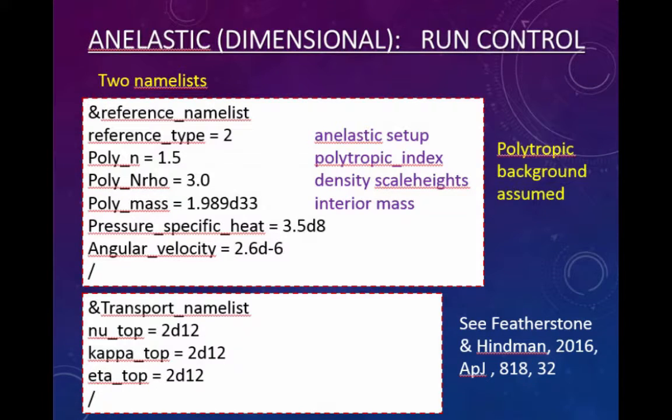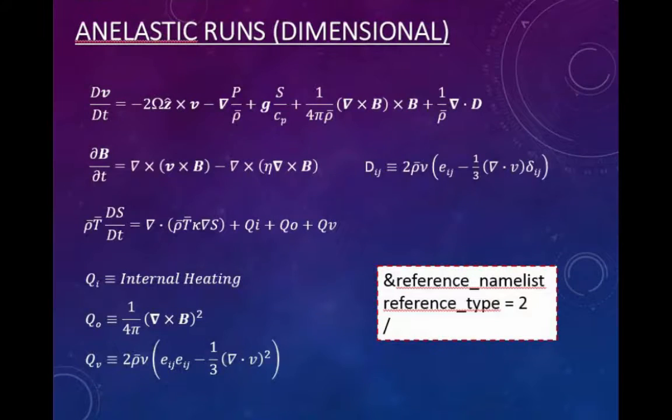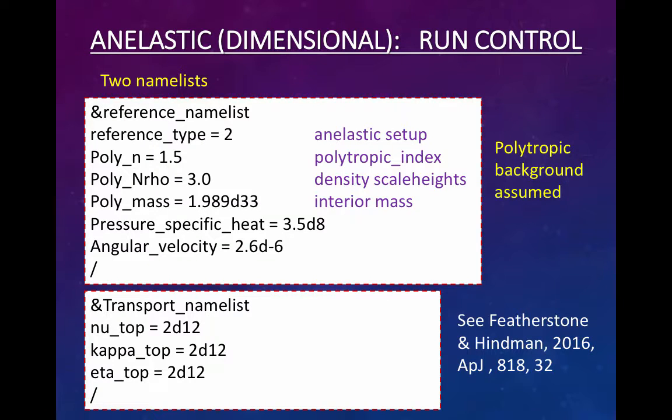This was a solar simulation, so this is the solar mass. By the way, when it says dimensional, it's in CGS units. I should have said that. It's probably obvious if you look at the equations here, but you don't see mu naught floating around. You specify the rotation rate here in the reference state name list. You need a specific heat at constant pressure. Separately, there's a transport name list at the bottom, and this allows you to set nu, kappa, and eta, your diffusion coefficients.